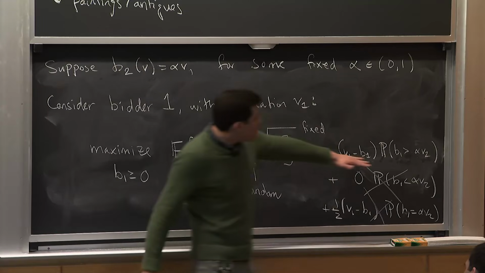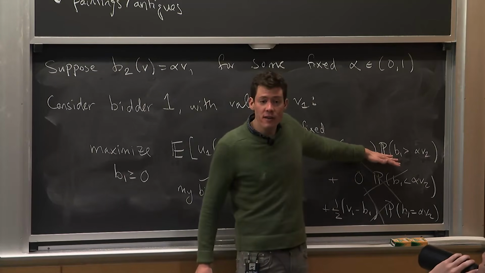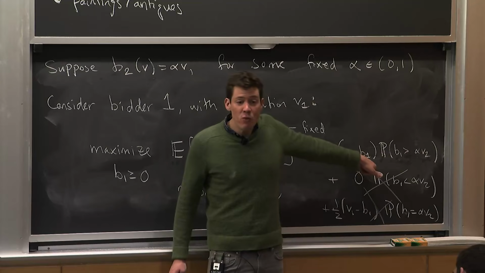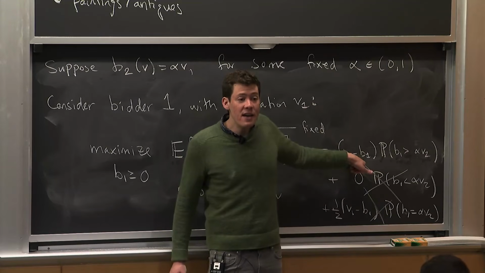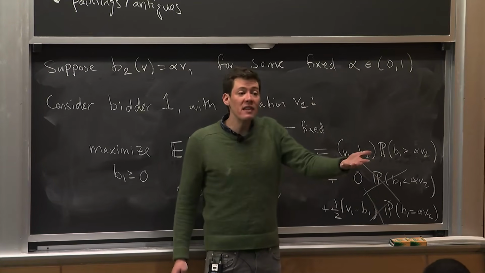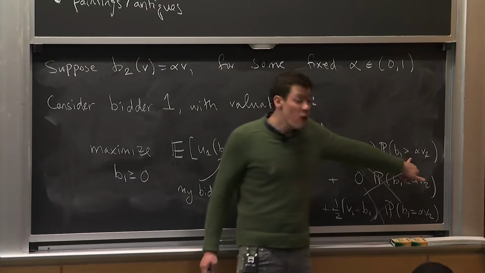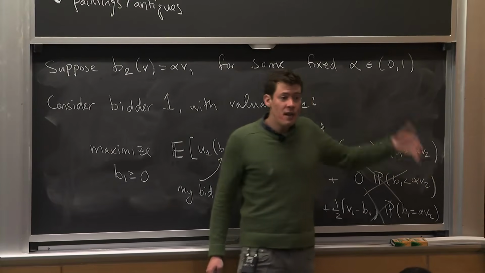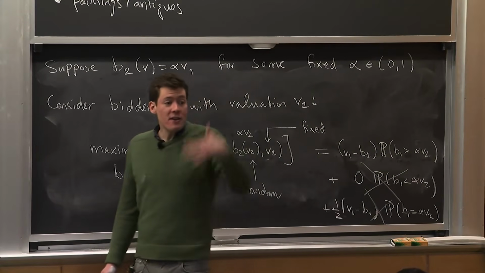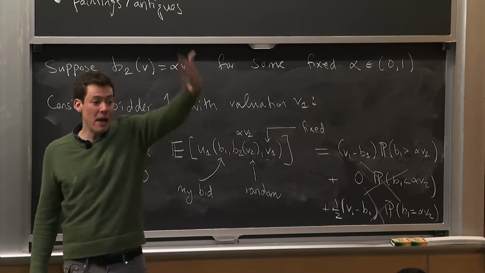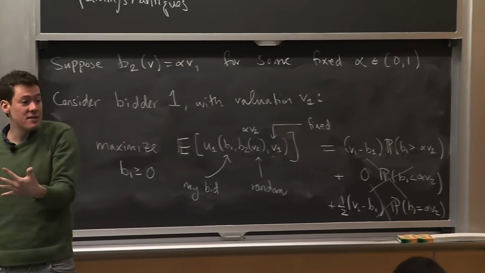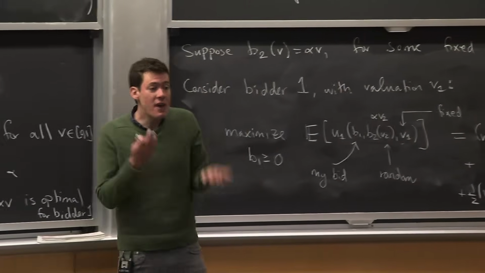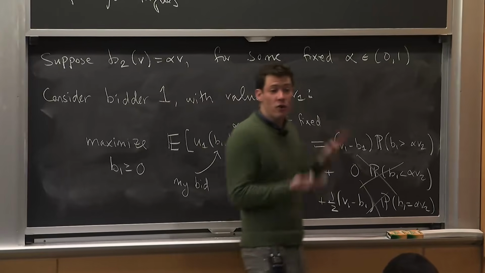Now, we see the basic trade-off that we always face in auction theory. If I increase B1, then when I win the item, I pay more, and therefore I win less when I win. But I win more often. If I reduce my bid, then winning is even better because I pay less when I win, but winning happens less often because I'm less likely to win.